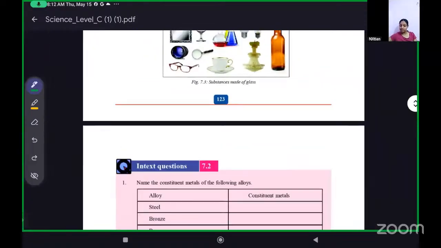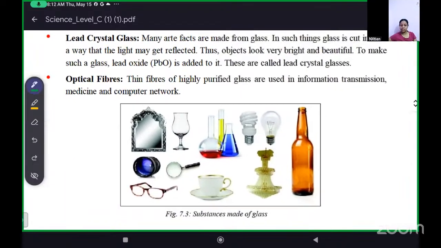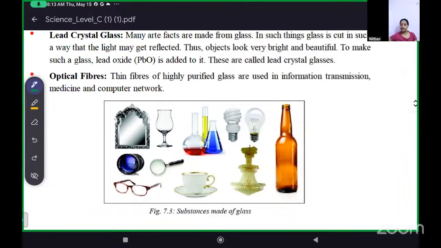Then there is the last one, optical fibers. The fibers of highly purified glass are used in information transmission.